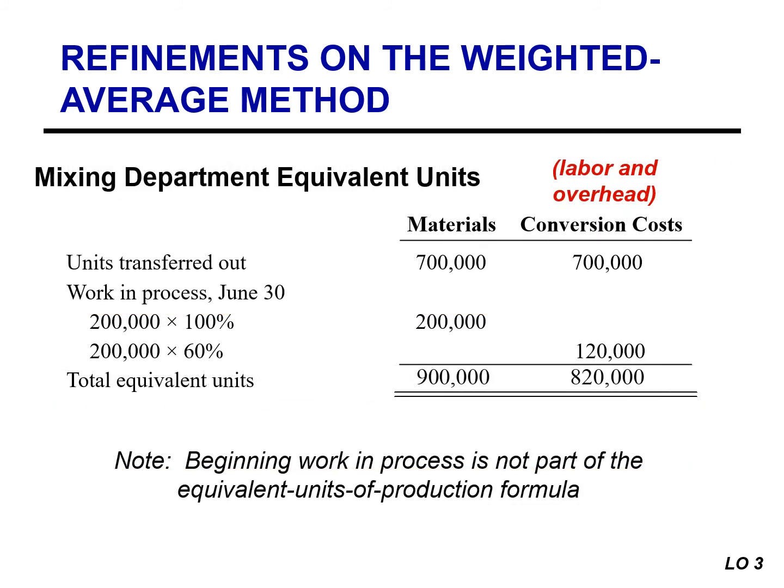The units transferred out to the baking department are fully complete as to both materials and conversion cost. So we would include 700,000 in both the materials and conversion cost columns. The ending work in process is fully complete as to materials, but only 60% complete as to conversion cost. If it's 100% complete, then we will include 200,000 units, whereas the conversion cost is only 60% complete, so you're simply going to multiply the 200,000 by 60% to arrive at 120,000. The total equivalent units for materials are 900,000, and for conversion cost, 820,000.